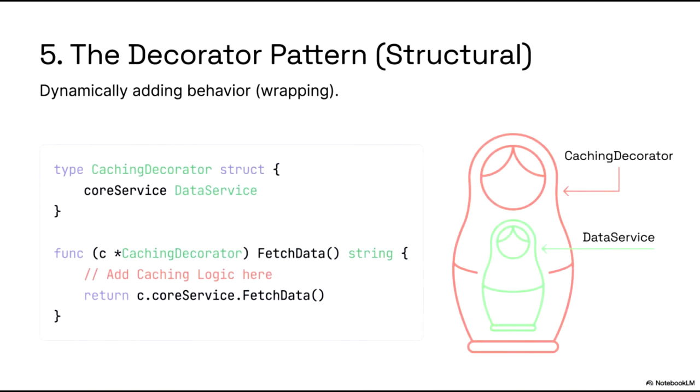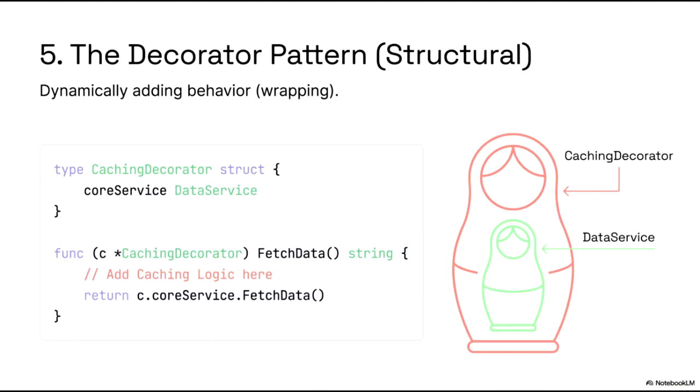The decorator pattern is a structural design pattern focused on dynamically adding behavior to an object through wrapping. Looking at the code implementation in Go, we define a caching decorator struct that contains a core service of type data service. The fetch data method demonstrates how the decorator intercepts the call. It provides a hook to add caching logic before delegating the final request to the wrapped service.